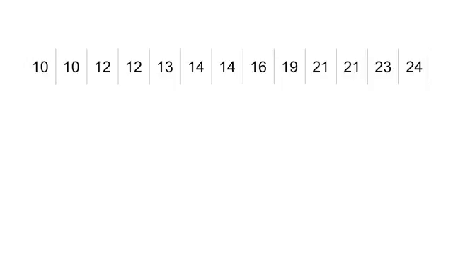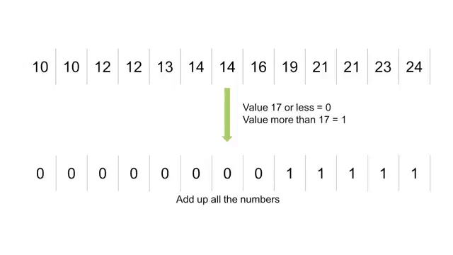And what we would do is, if we ask the question about 17 in this instance, every value that is 17 or less, we assign the value 0. And for every value that is more than 17, we assign a +1. And all we do is just add all of those up.